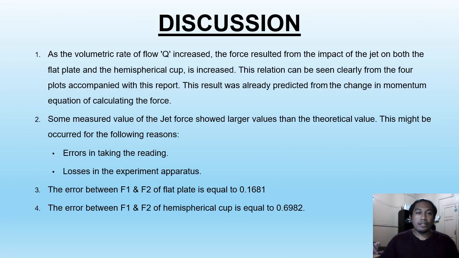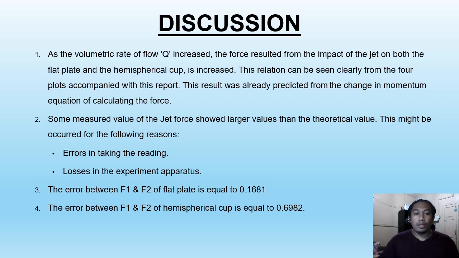As for the discussion of the results, as the volumetric flow rate Q increased, the force resulting from the impact of the jet on both the flat plate and the hemispherical cup increased. This relation can be seen clearly from the 4 plots accompanying this report. The result was already predicted from the change in momentum equation for calculating the force, which is called the theoretical value. Some measured values of the jet force show larger values than the theoretical value. This might occur for the following reasons: the first is errors in taking the readings during the experiment, and the second is losses in the experiment apparatus.